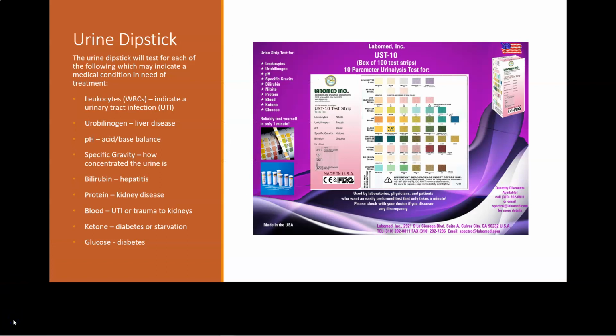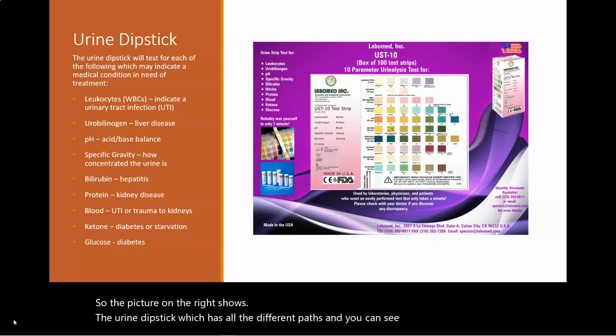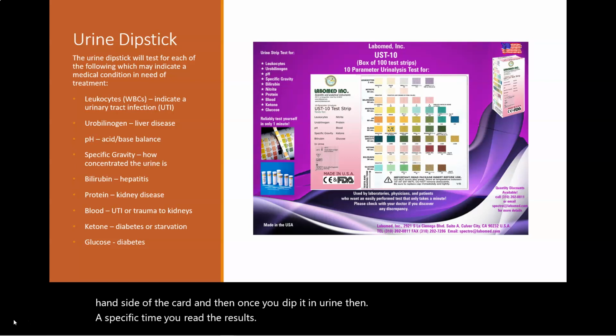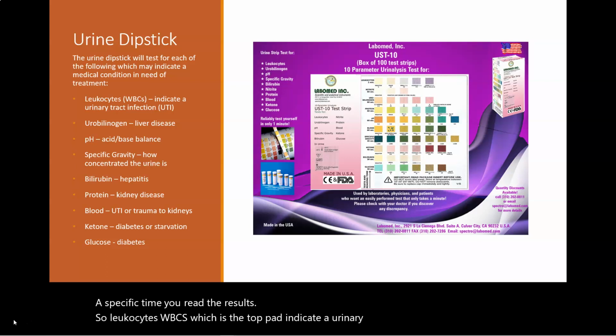So the picture on the right shows the urine dipstick, which has all the different pads, and you can see them, they're on the left-hand side of the card. And then once you dip it in urine, then at a specific time you read the results. So leukocytes, WBCs, which is the top pad, indicate a urinary tract infection or UTI.